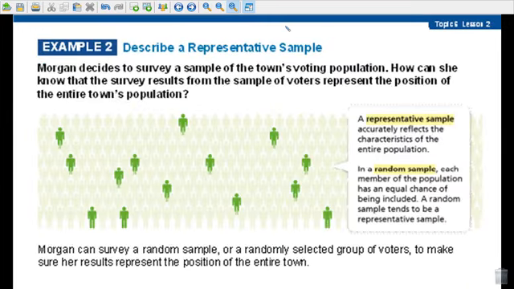Example 2, describe a representative sample. So Morgan decides to survey a sample of the town's voting population. How can she know that the survey results from the sample of voters represent the position of the entire town's population? A representative sample accurately reflects the characteristics of the entire population. In a random sample, each member of the population has an equal chance of being included. A random sample tends to be a representative sample.